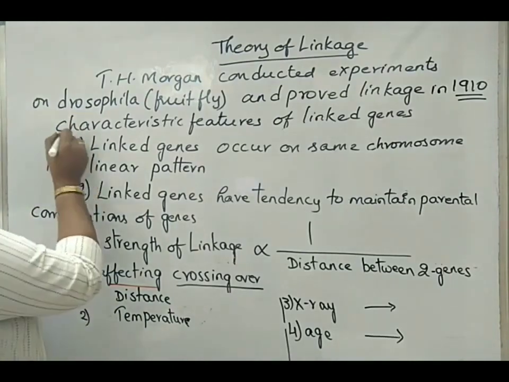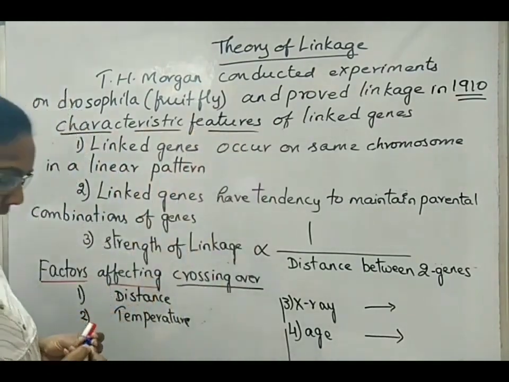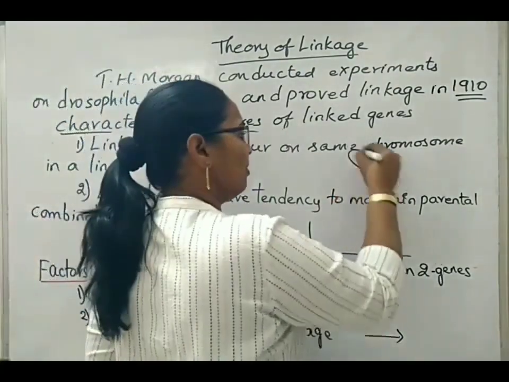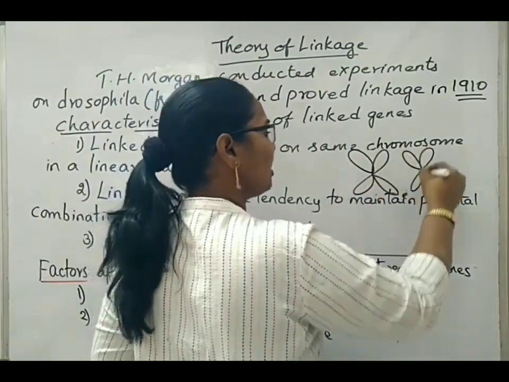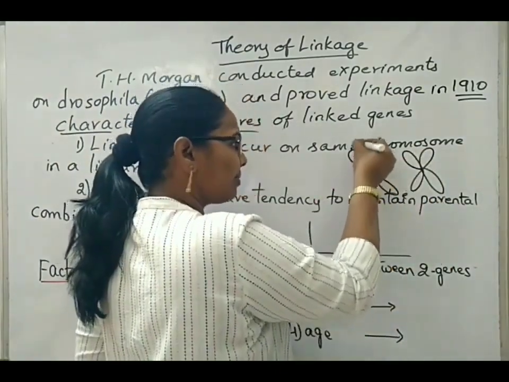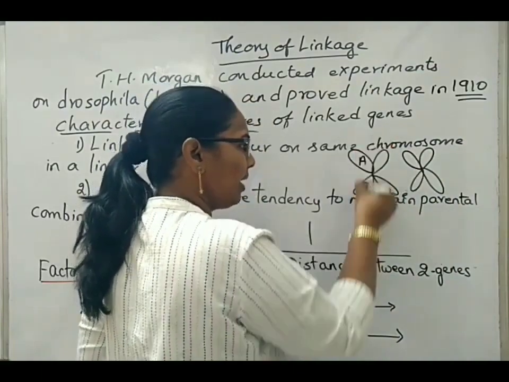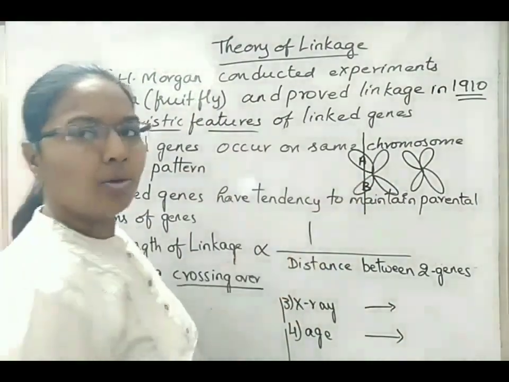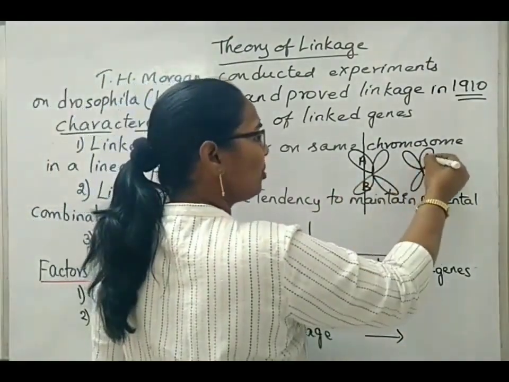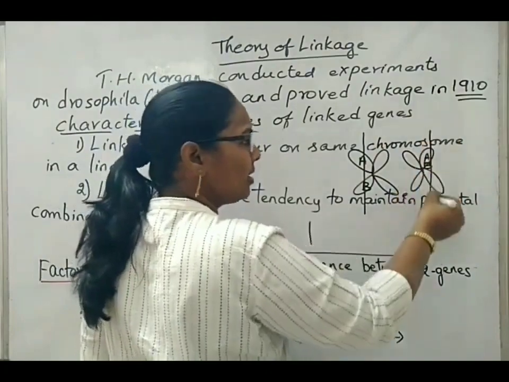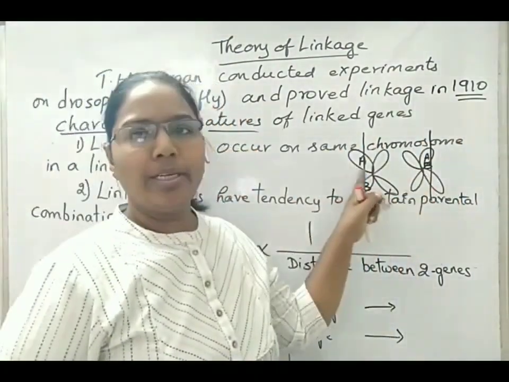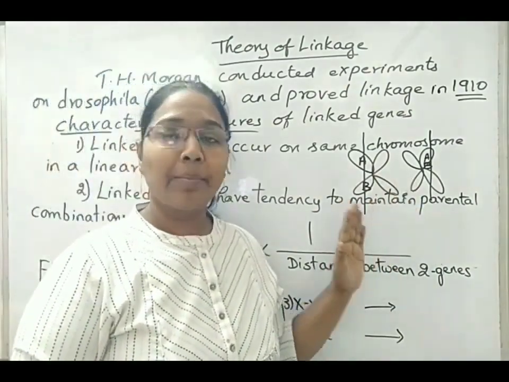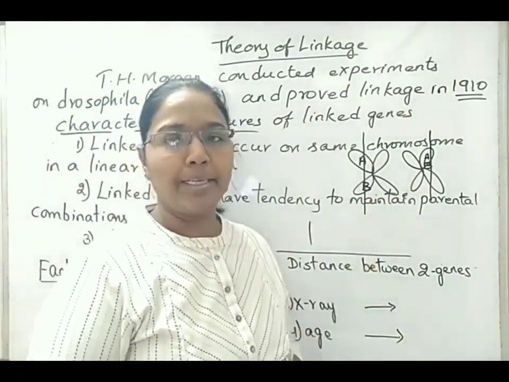Now, what are the characteristic features of linked genes? Linked genes are present on the same chromosome in a linear pattern. Suppose this is a homologous pair of chromosomes, then the genes will be present either away from each other on the same chromosome, or they can also be present very near to each other. So there are two possibilities of existence, and basing on that, the tendency to maintain their parental combinations will depend.